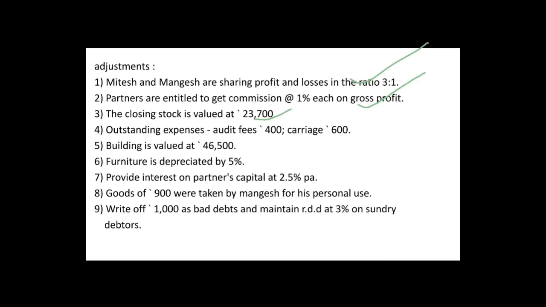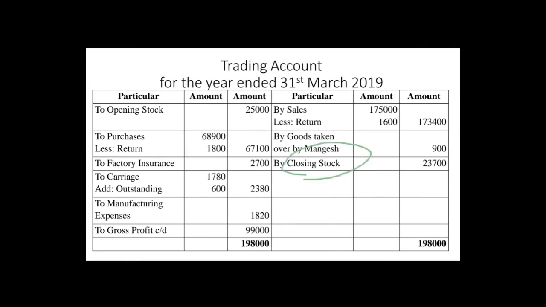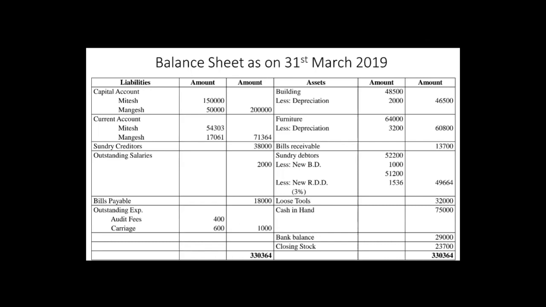So where do the two effects of closing stock go? The first effect is on the credit side of the trading account. You will mention by closing stock 23,700. The second is because the remaining stock is an asset, that is why it is recorded on the asset side of the balance sheet. If you see, closing stock is there and the amount is also the same, 23,700. So two effects of closing stock: credit side of the trading account and asset side of the balance sheet.